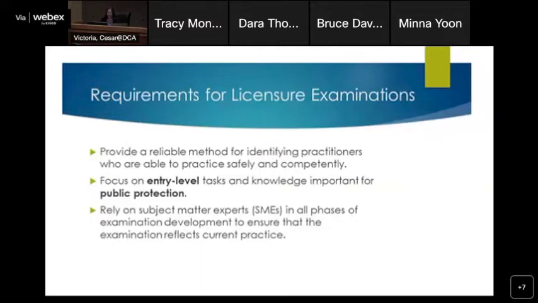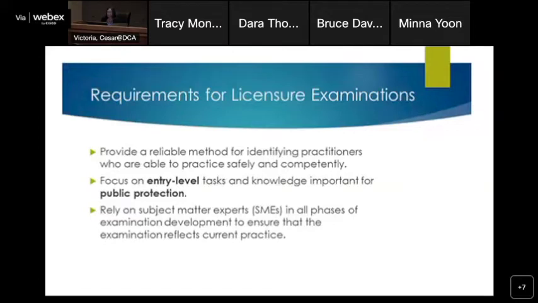So the requirements for licensure examinations, again, we always like to reiterate these, even though we're well acquainted with them, but they are to provide a reliable method for identifying practitioners who are able to practice safely and competently. We focus on entry-level tasks and knowledge for important public protection, and we rely on subject matter experts in all phases of examination development to ensure that the examination reflects current practice.